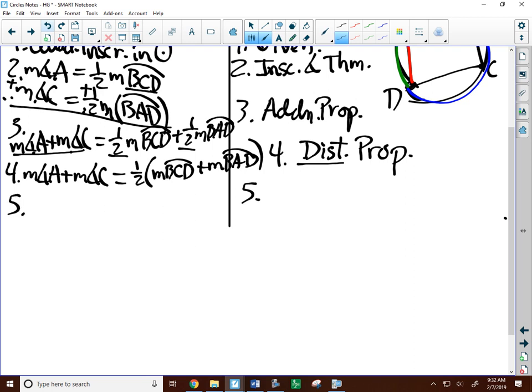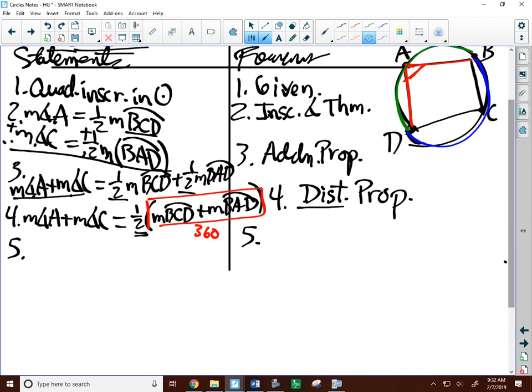Okay, so we're still getting there. The left side is good. We see the right side to say 180. Now we have half here. So really what I need is I would like this to be 360. Right? Because if that's 360, then half of 360 is 180. Agreed? So let's look at the arcs.